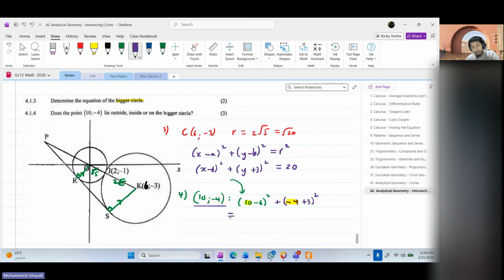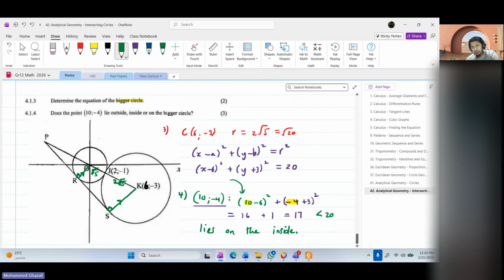Now simplify. 10 minus 6 is 4. 4 squared is 16, plus -4 plus 3. -4 plus 3 is -1 and squared is 1. So what are we getting? We're getting 17. You can clearly see 17 is less than 20, right? So 17 is compared to your r squared. 17 is less than 20, so it lies on the inside.